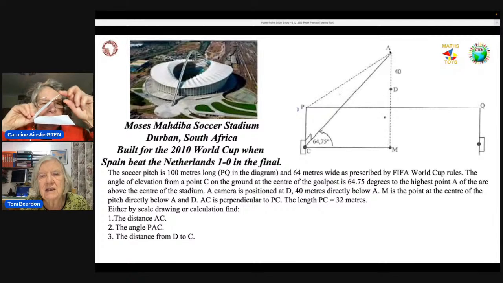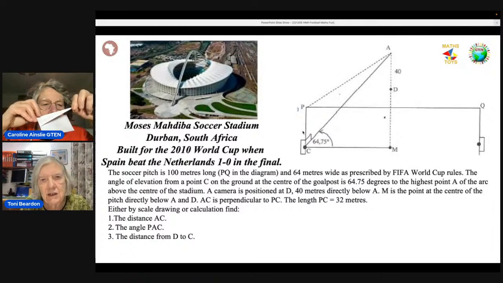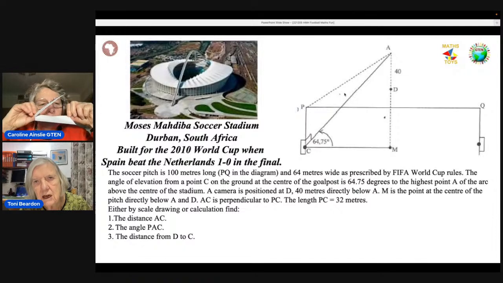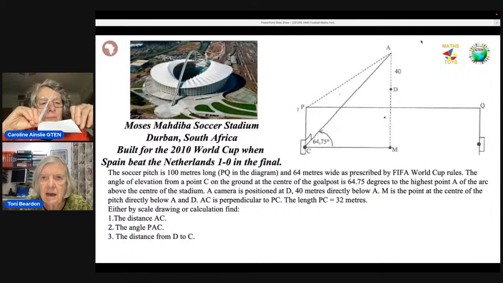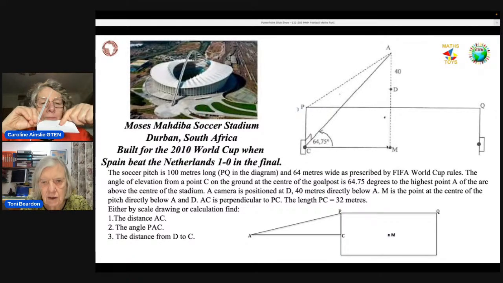So as you see, this triangular flap was flat, and Caroline has folded it up to show the vertex vertically above the middle of the pitch, and to show that you've got a right angle triangle PAC and another right angle triangle CAM. And with some calculations, there's a picture of the model she's using.